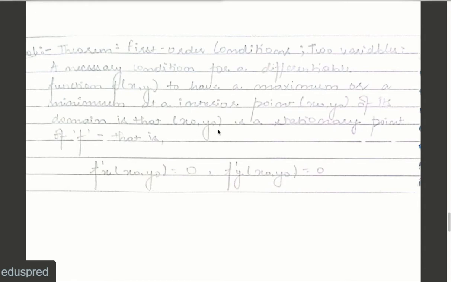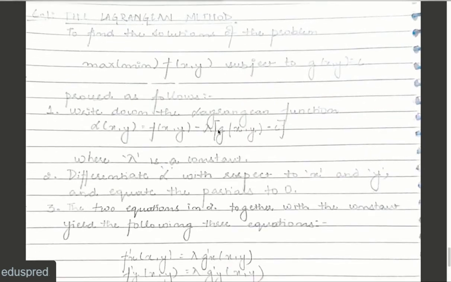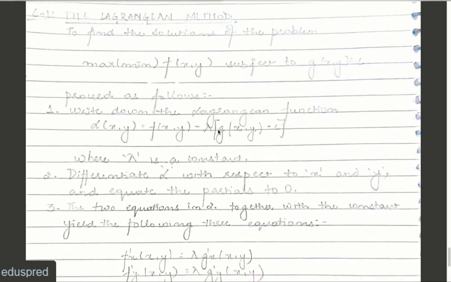And let's see what the Lagrangian method is, which says: to find the solution of a problem which is maximize or minimize f(x,y) subject to g(x,y) is equal to c, we have to proceed as follows. We first write down the Lagrangian function L(x,y) is equal to f(x,y) minus lambda times g(x,y) minus c, where lambda is a constant. And then you differentiate L with respect to x and y and equate the partials to 0.